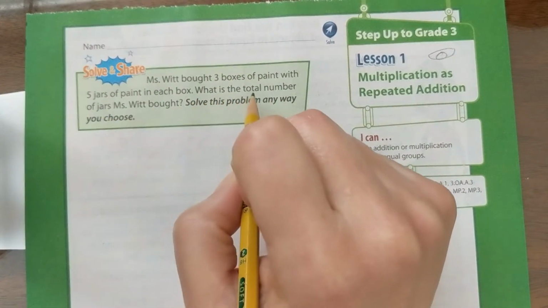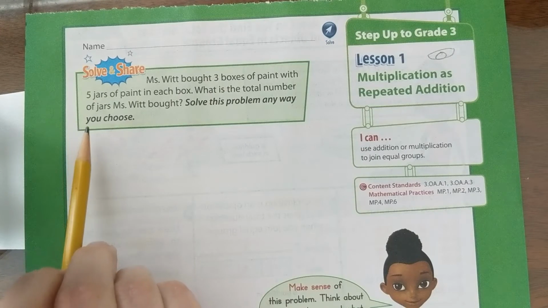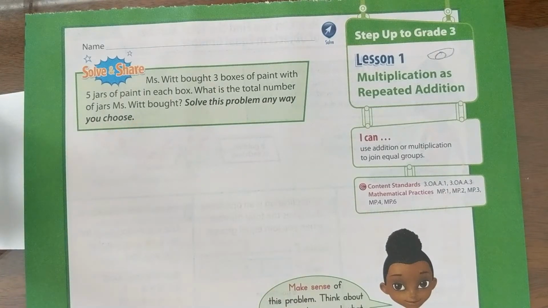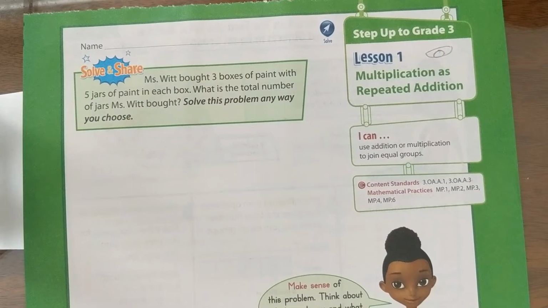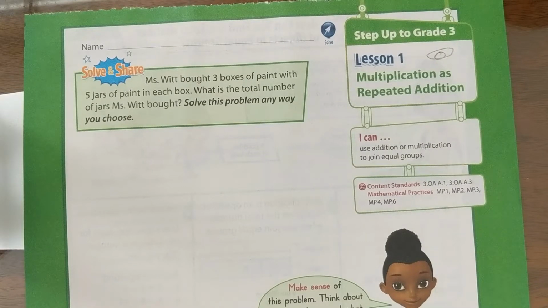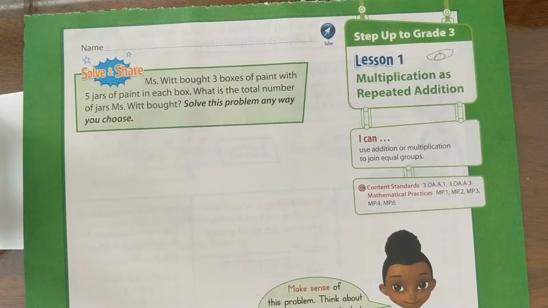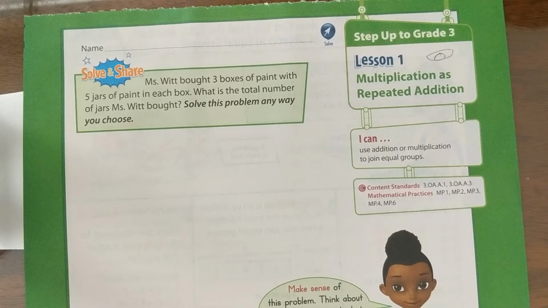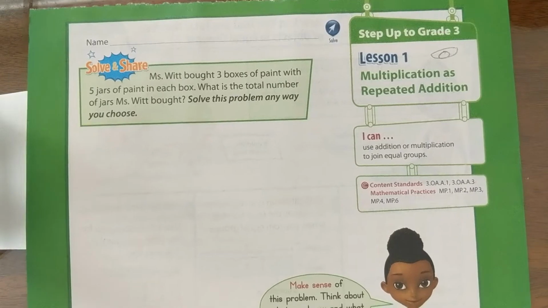Miss Witt bought 3 boxes of paint with 5 jars of paint in each box. What is the total number of jars Miss Witt bought? Solve this problem any way you choose. We learned that there's more than one way you could have solved it. You could have drawn it out, a picture. You could have made equal groups. We can make a bar diagram. So I'm going to go ahead and do this one with a bar diagram. I'm just going to pick one.